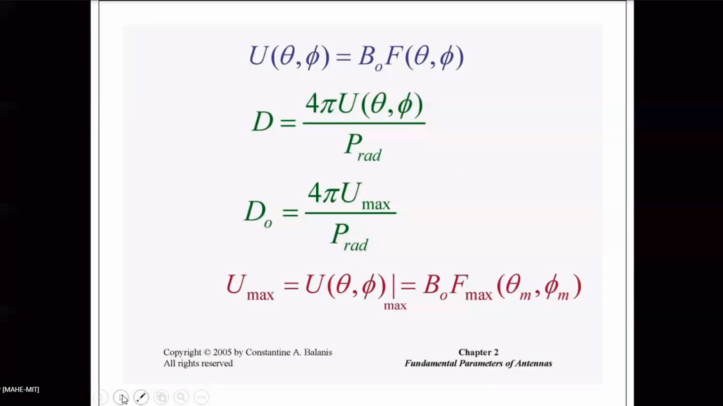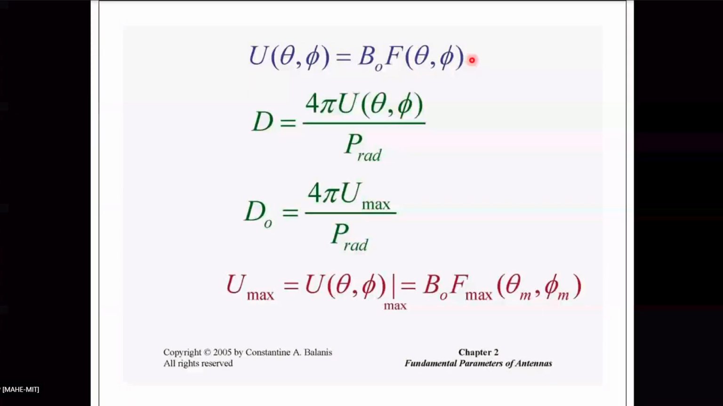Now U of theta phi can be written as B naught F of theta phi. D is equal to 4 pi U of theta phi by P rad. D naught is equal to 4 pi U max by P rad. U max is U of theta phi max, equal to B naught F max at theta m and phi m, which gives the maximum value. Theta m and phi m is the direction where U is U max.